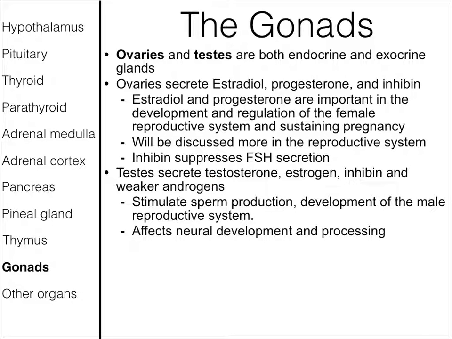The testes secrete testosterone, mostly, and some estrogen, and estrogen is a class of sex hormones, like estrogens versus androgens. Testosterone is the most abundant androgen, and estrogen, or estradiol, is the most abundant estrogen, at least in females. Also inhibin and some other androgens.